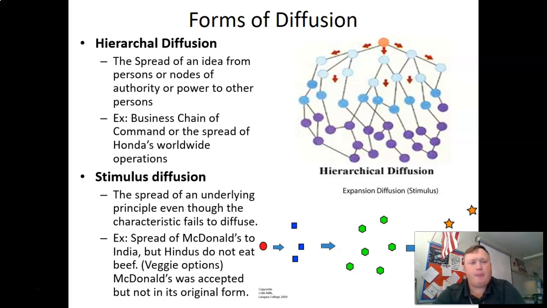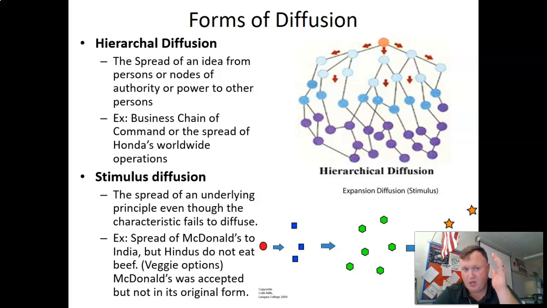Hierarchical diffusion is the spread of an idea from persons or nodes of authority or power to other persons. We look at nodes of authority, central location areas. The example used here is a business chain of command, or the spread of Honda's worldwide operations, or Amazon deciding what it's going to do. It has a central location at which it makes its decisions, and the other areas operate according to that node or that authority of power.